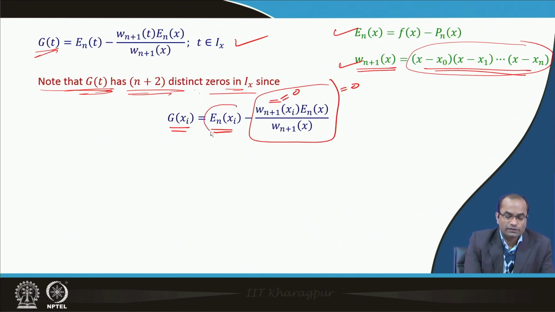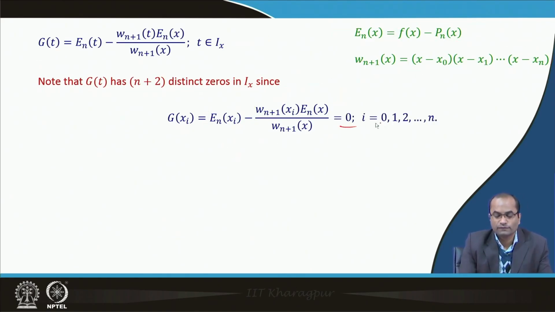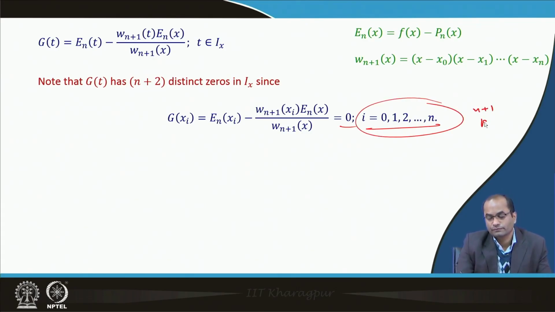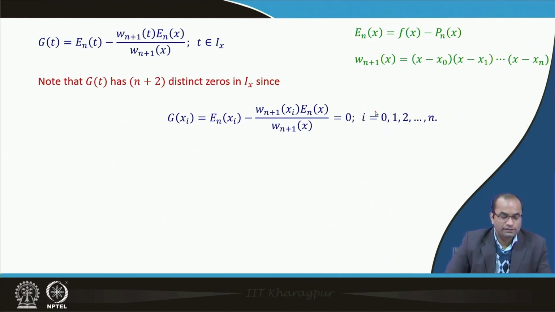Now, coming to the first one, E_n(x_i), the error at x_i, naturally that will also be 0, because x_i is the nodal point. So, 0 minus 0, everything is 0 here for all i equal to 0, 1, 2, 3 and so on up to n. So, there are n+1 points where g(x_i) vanishes.